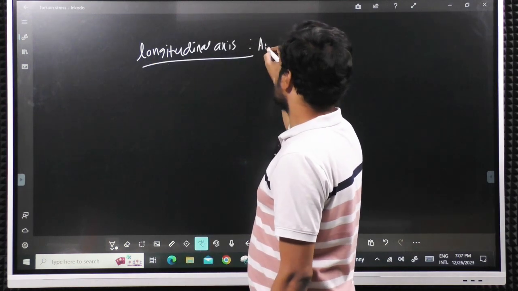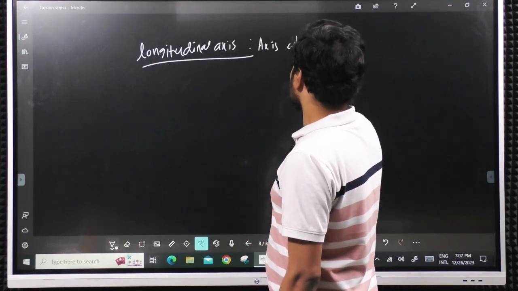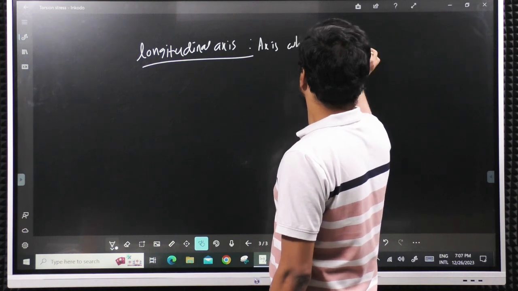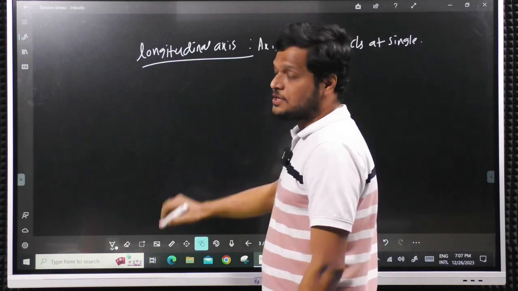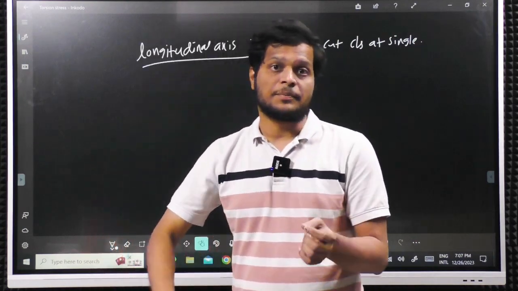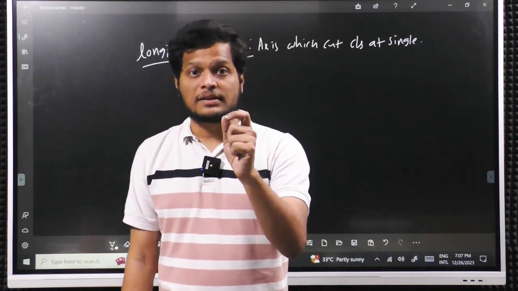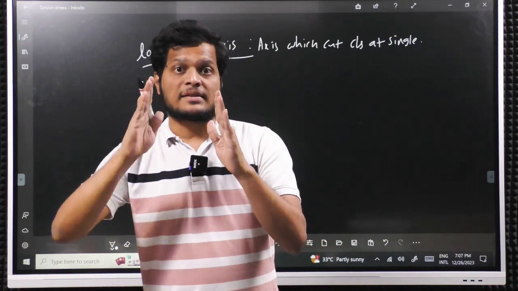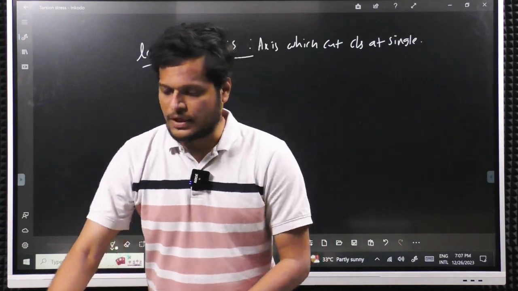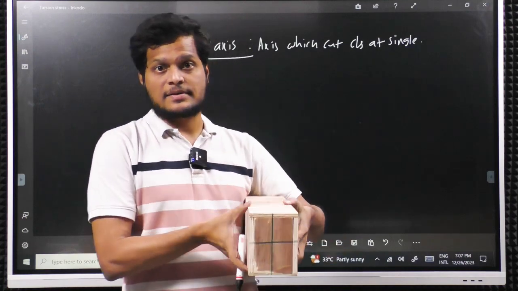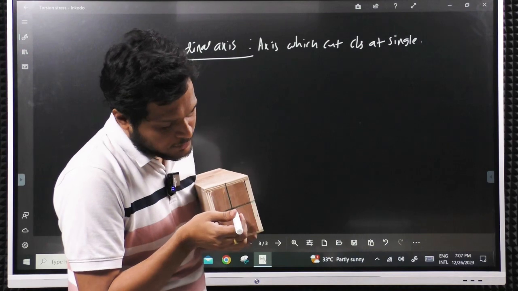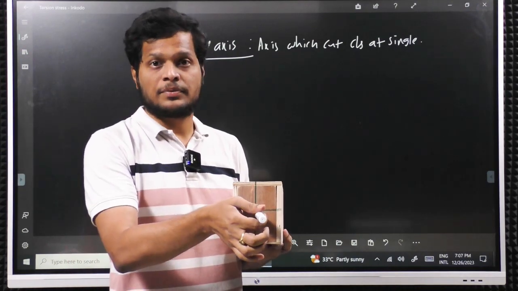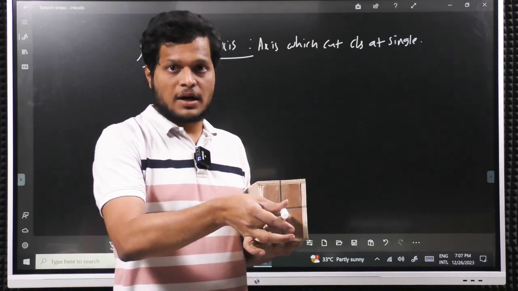Okay, the axis which cuts the cross section at a single point. Already you identified the cross section. The axis which cuts the cross section at a single point. So I already showed you the beam with three axes. One axis will be inside the beam which you cannot see. This will be along the pen like this. This will be the z axis along the pen.